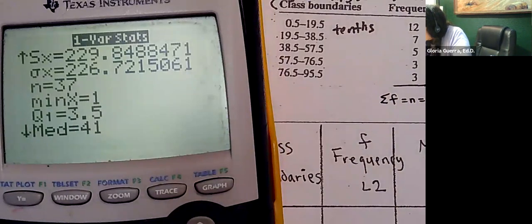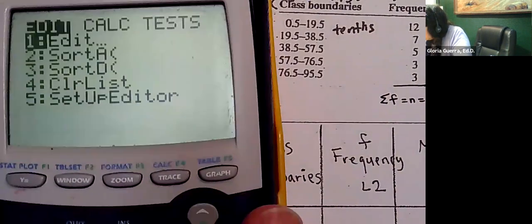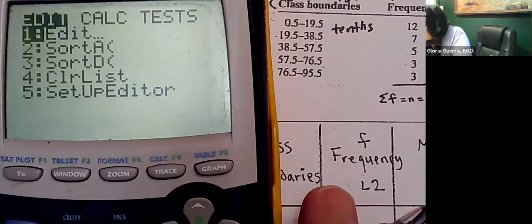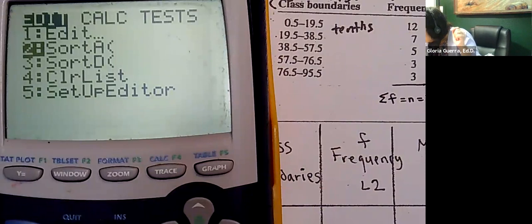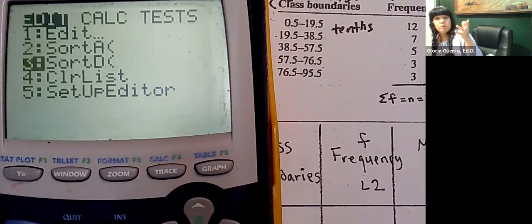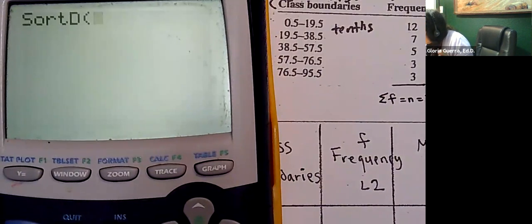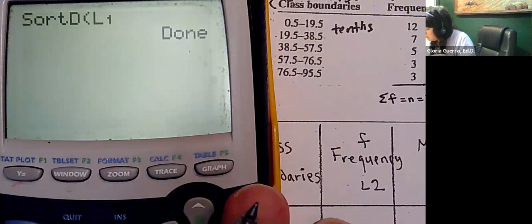So I'm going to go to stat, and I'm going to go to number 2. And you have a choice. You can sort it ascending or descending. I think what we did in class, you can do either or. I'm going to go to D because I believe I was using D for that. And then second L1, and then hit enter. And then go back to stat, edit.